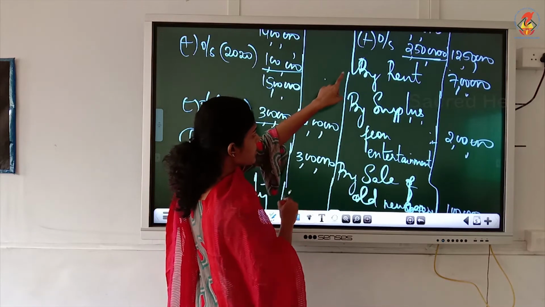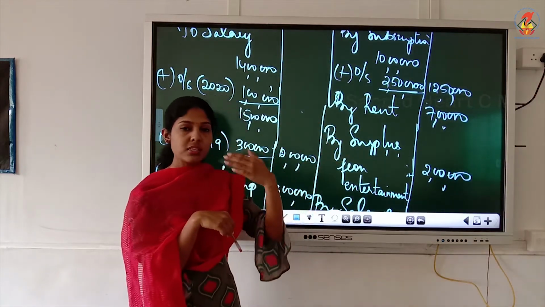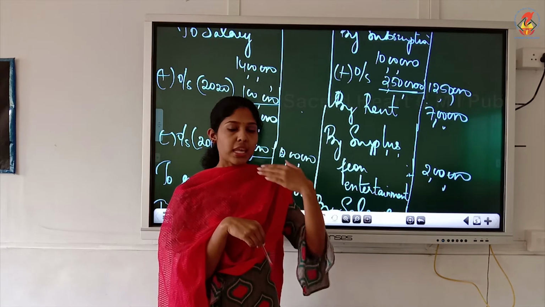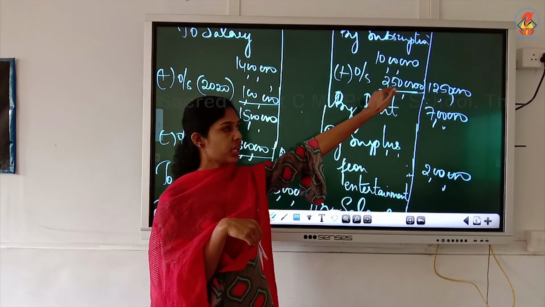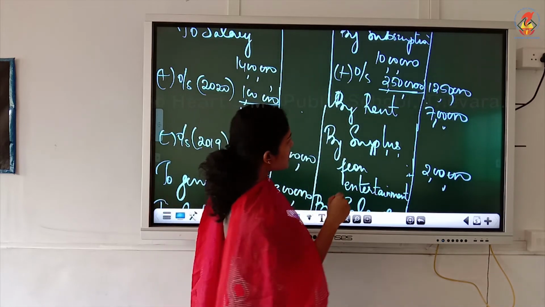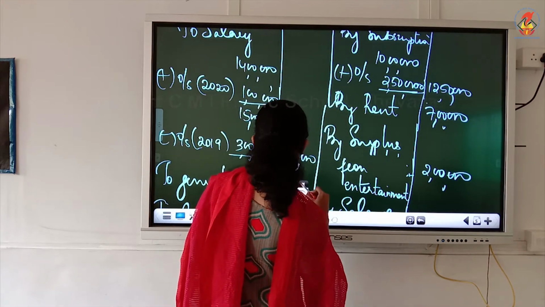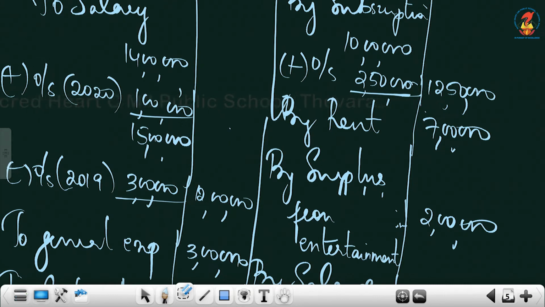There is an outstanding subscription here of 2,50,000. That is the outstanding subscription at the end of this year. That's why we added this figure. Okay, it's being added because this is the outstanding figure of this year. One zero is extra here, just correct it.